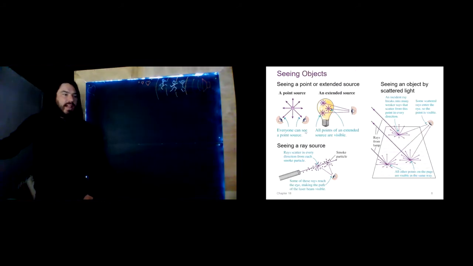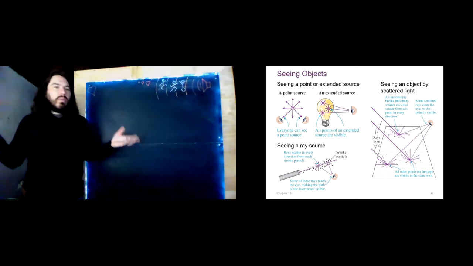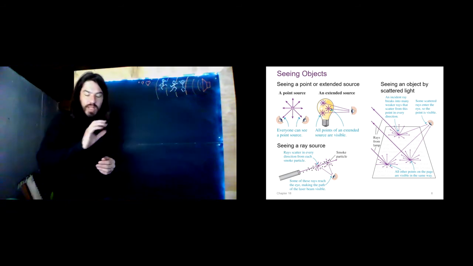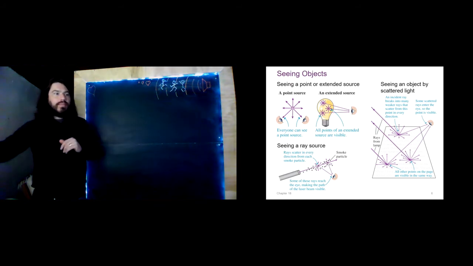There's kind of a lot on this slide, but if you're viewing a point source, then anyone can see it. Because again, a point source emits light uniformly in all directions. So no matter where my eyeball is around that point source, you can see it. Same with an extended source. You can see this from any angle if it's emitting in all directions.